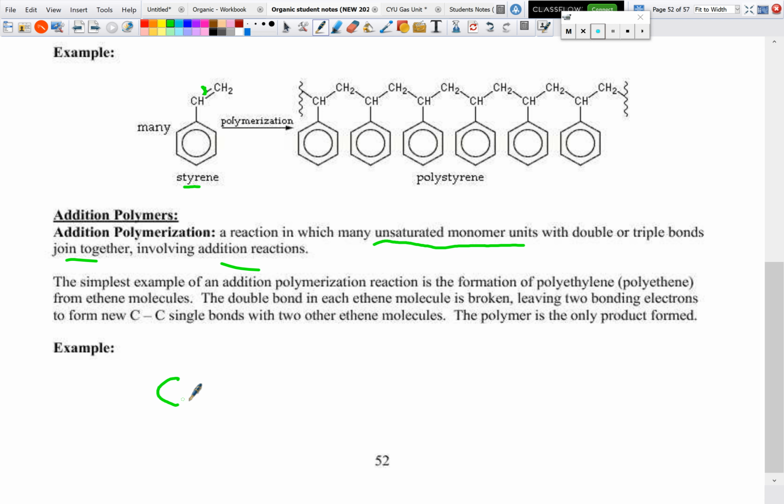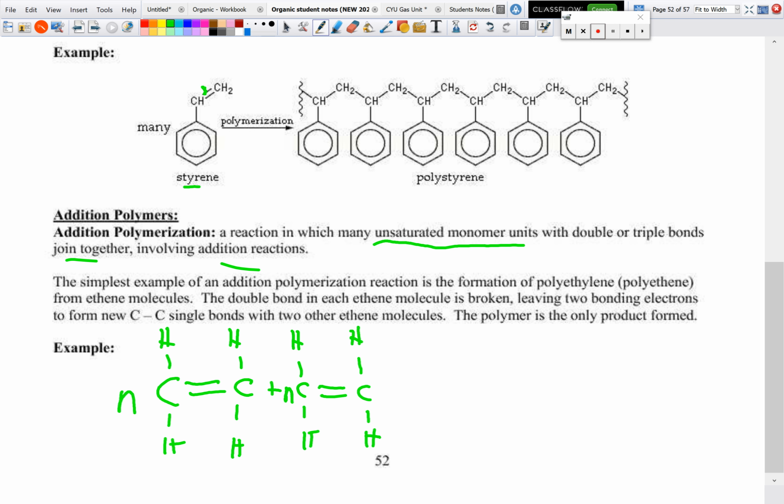Is if we have two ethene molecules coming together. Now, because in polymerization we need a lot of molecules, you're going to notice this N show up in front of a lot of the reactions. So N just equals many units coming together. So if we have this ethene addition reaction, just remember for addition reactions that when two molecules come together, we break the double bonds.